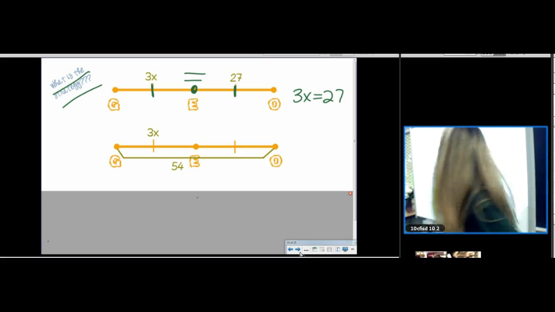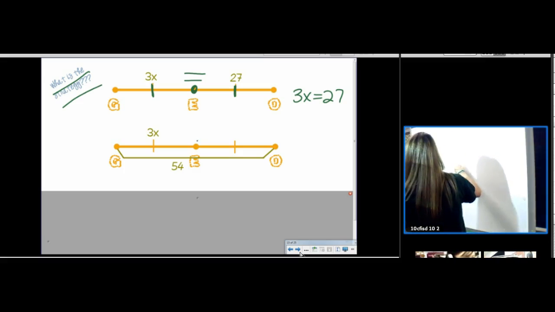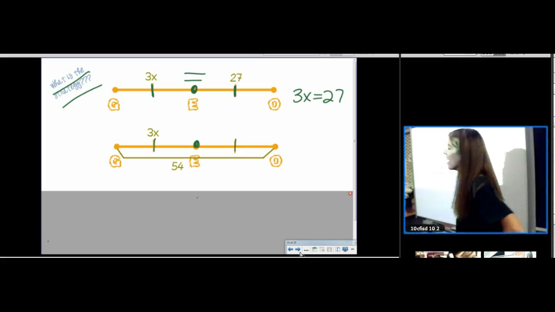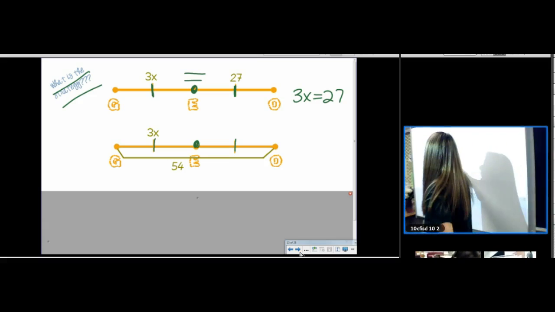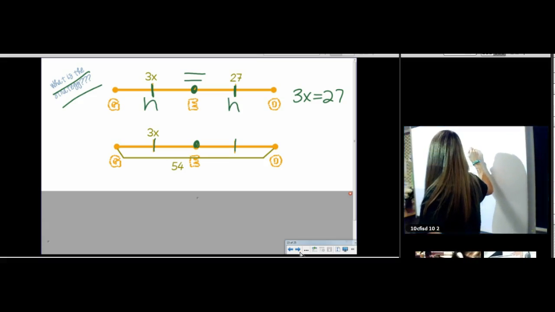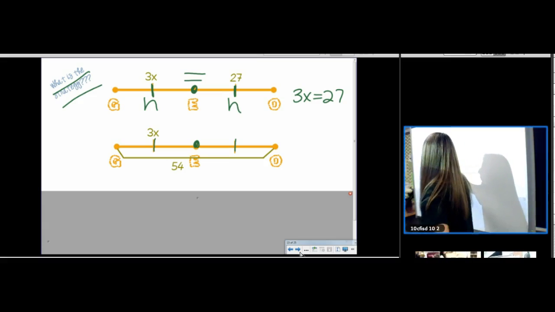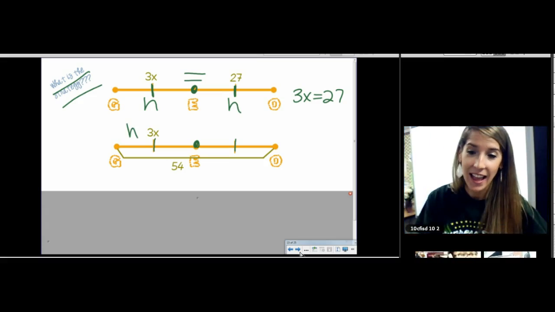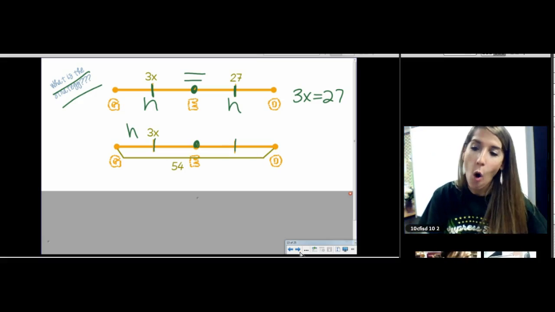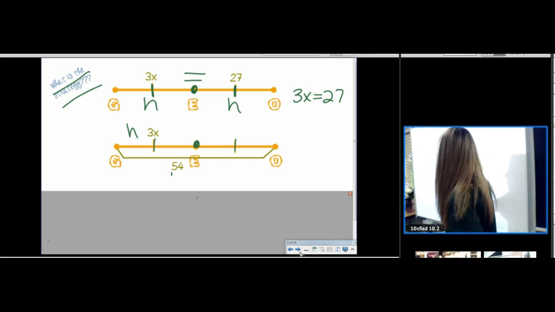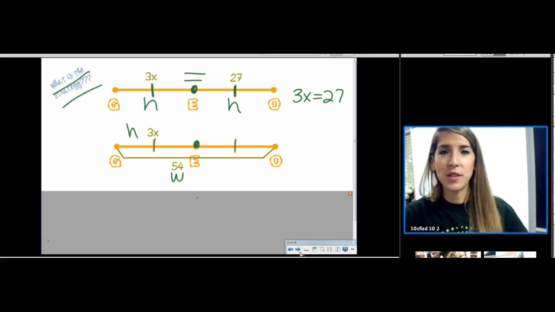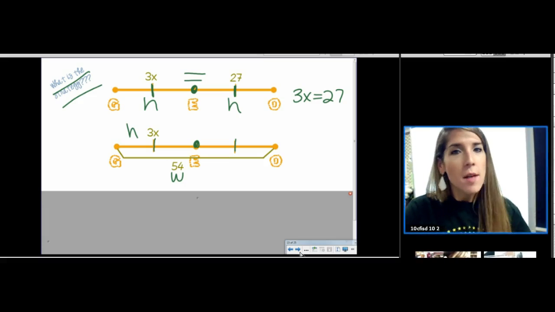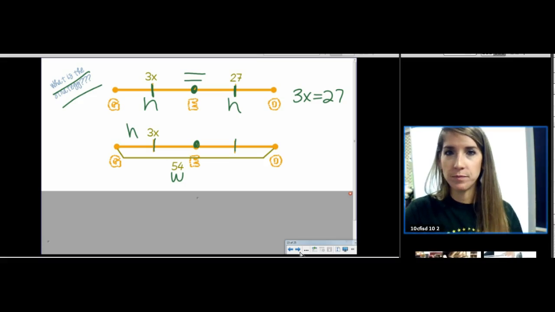Yeah, it's still the midpoint, so this is still a midpoint problem, but I didn't give you a half and a half this time. Right here, I gave you a half and a half. This time, I gave you the half and the whole. So what you don't dare do is say 3x equals 54. No, because a half never equals a whole.